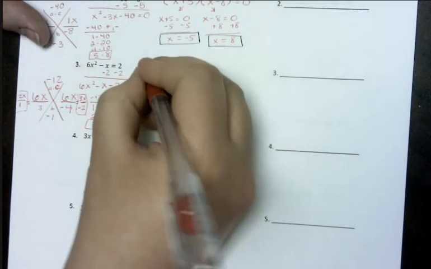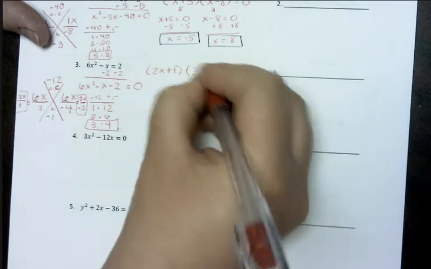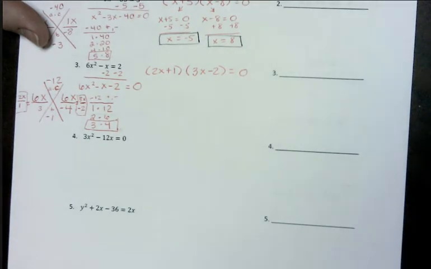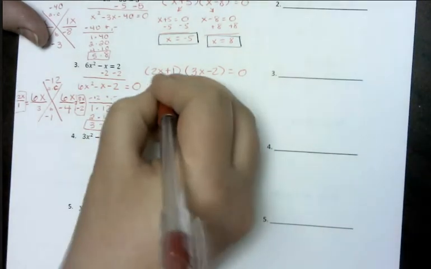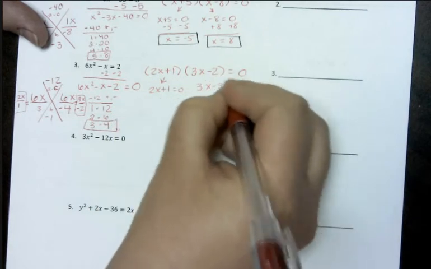So we have 2x plus 1 and 3x minus 2, and they're still set equal to 0. And then 2x plus 1 equals 0, 3x minus 2 equals 0.